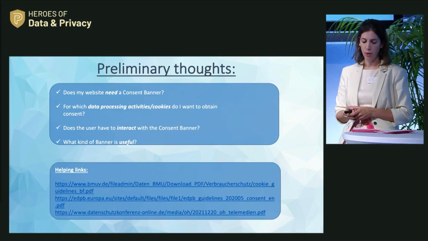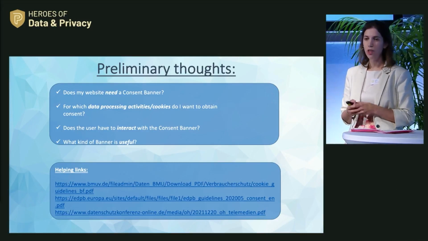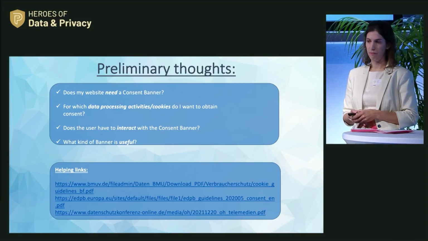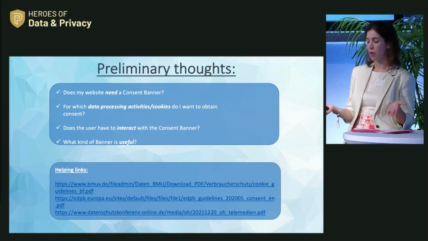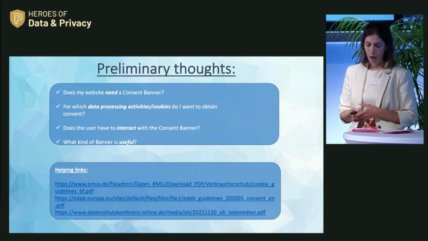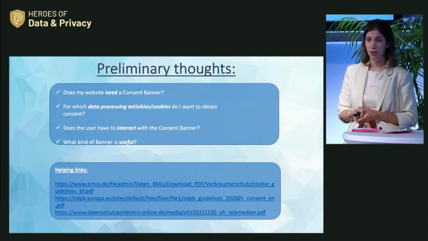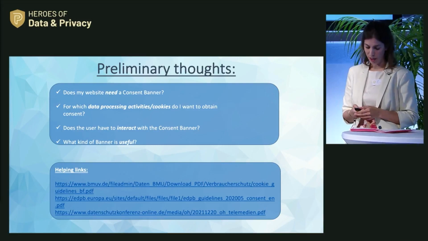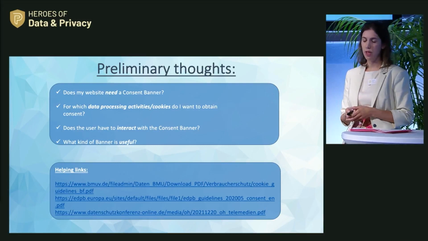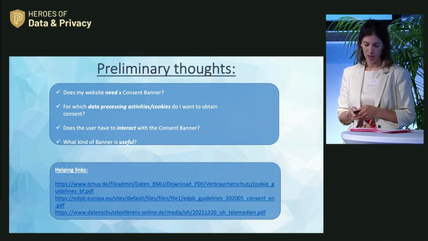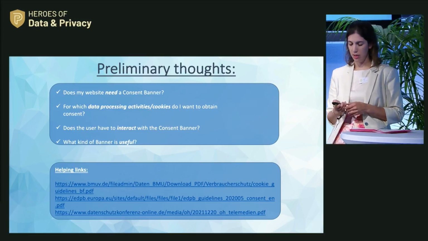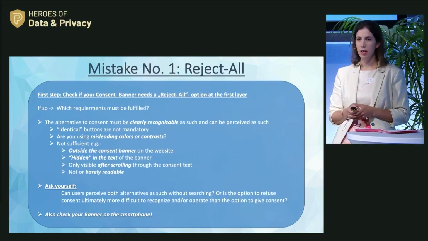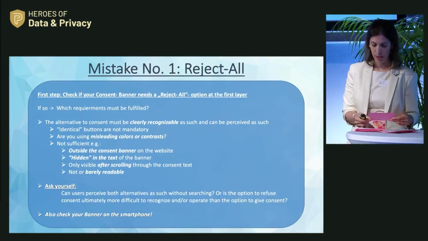So back to our preliminary considerations. What do you want to achieve with your banner? As the name consent banner says, obviously I would say gaining consent. But what you have to put into your consent banner for that? And depending on the structure of the consent banner you choose, you must have a reject option at the first layer, or the possibility of not giving consent. So this is my mistake number 1, the reject all button.